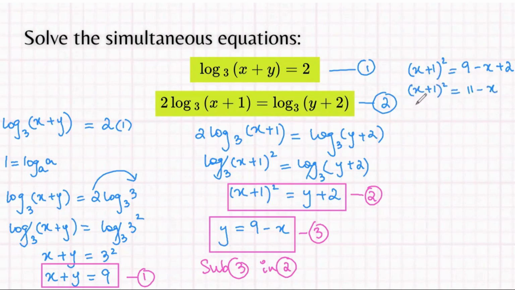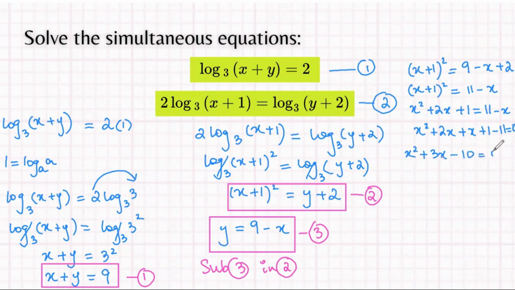Expand the bracket on the left-hand side. So that's going to be x squared plus 2x plus 1 equals 11 minus x. Bring everything on one side. x squared plus 2x plus x plus 1 minus 11 equals 0. So now x squared plus 3x minus 10 equals 0. This is our quadratic equation. We're going to factorize this. So x squared plus 5x minus 2x minus 10 equals 0.